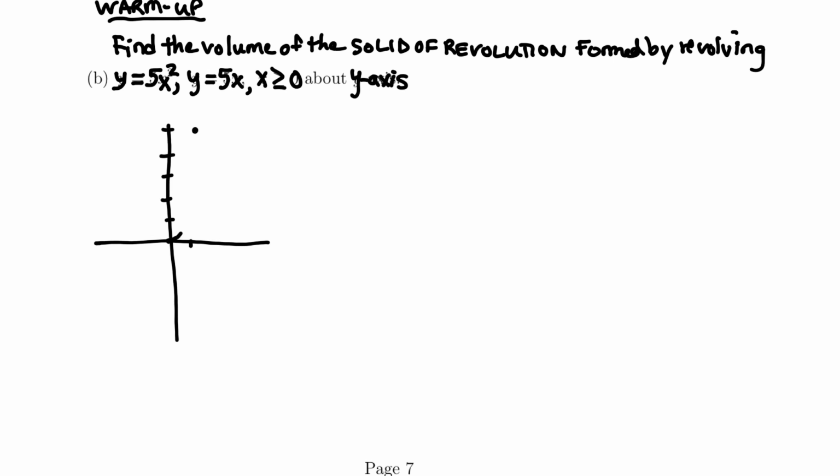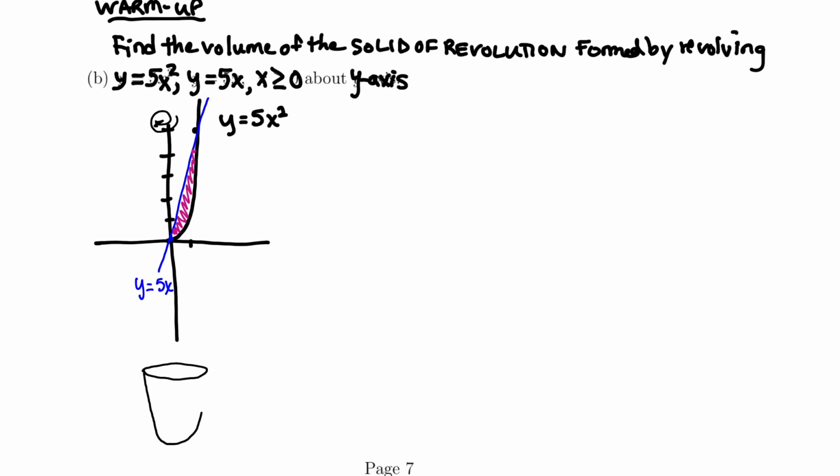One's a parabola. And the other one is a straight line. And we're going about the y-axis. And so the shape we are getting is kind of like a funky cup or bowl shape.